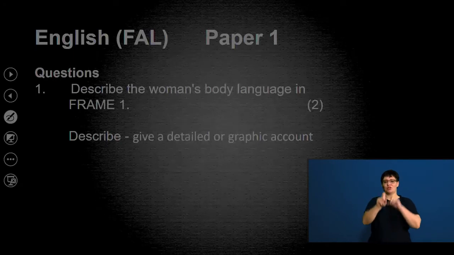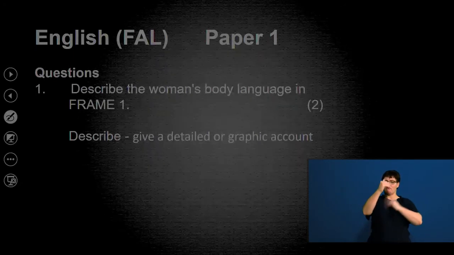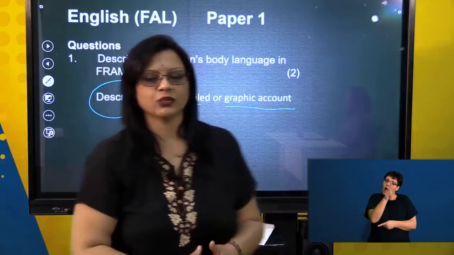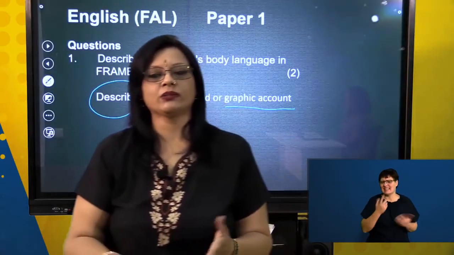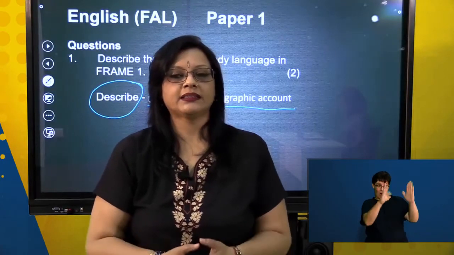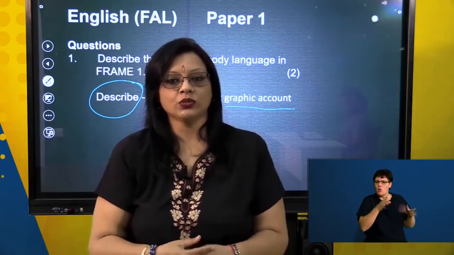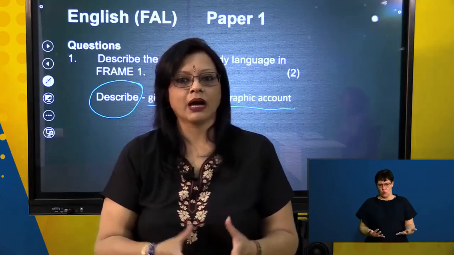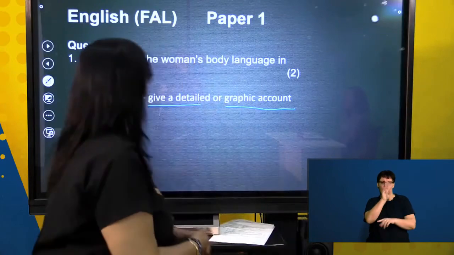Describe the woman's body language in frame 1. So we're going to look at the word describe. The word describe means give detail or a graphic account. This is a very, very easy question. It's basically asking you to tell us what you see in frame 1. It's telling you to describe the mother. So you need to go to frame 1, look at the mum, and describe how the mum appears. So let's go to frame 1.